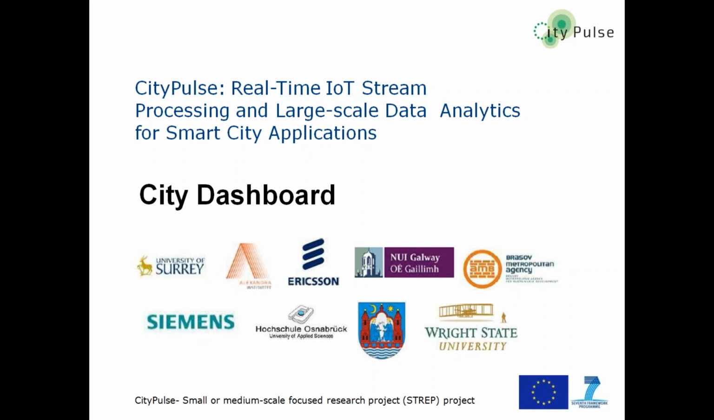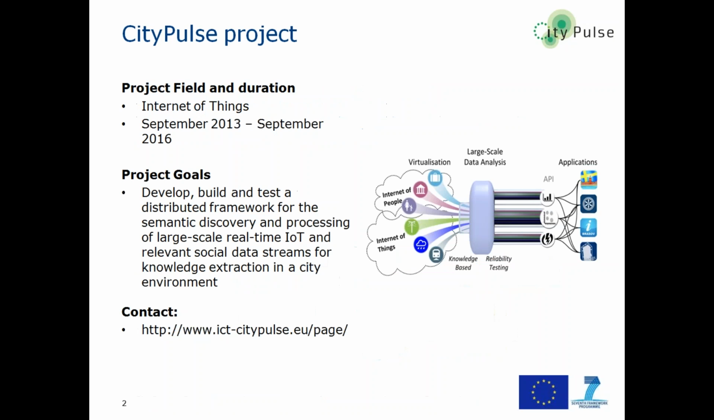The scope of this video is to provide a brief introduction of the CityPulse Dashboard. But first, let's see what CityPulse means. CityPulse is a project which has a scope to develop, build and test a distributed framework for the semantic discovery and processing of large-scale real-time IoT and relevant social data streams. Everything is done to facilitate knowledge extraction in smart cities environments.